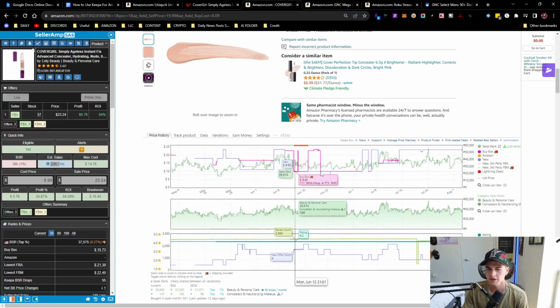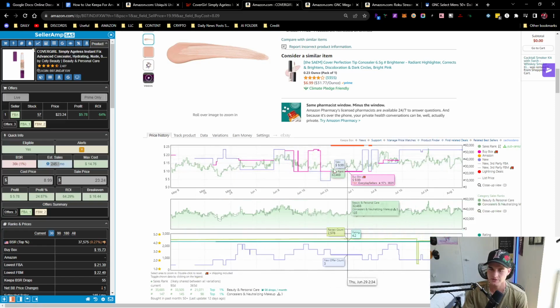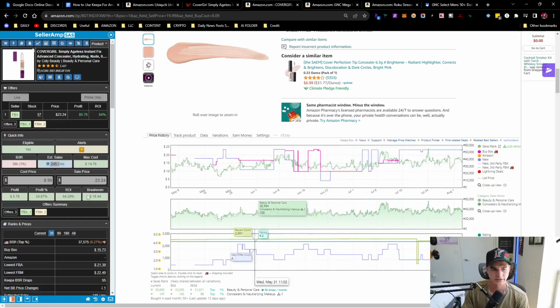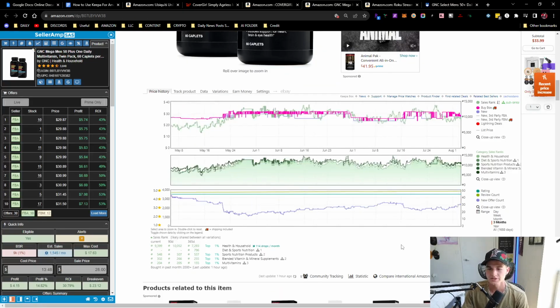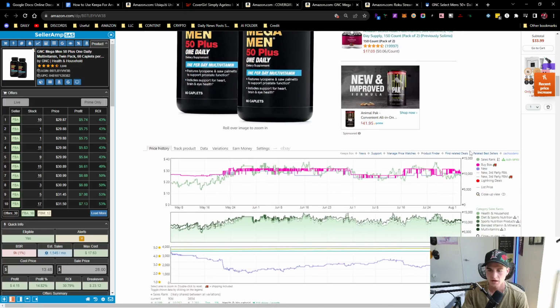Only thing is, I don't love how the price of the chart is super volatile, but like we said, the ROI is great, so these are worth a test. A couple. This is another good product to look at.